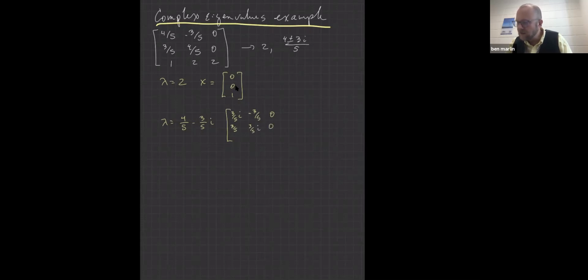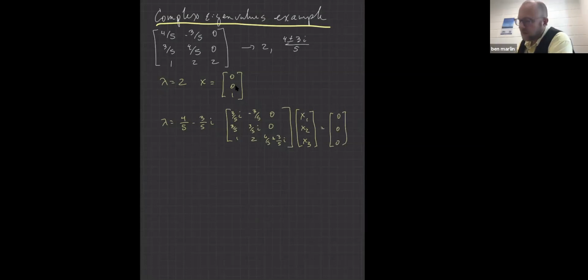And then down here, I've got a 1, I've got a 2, and oh my God. 2 minus 4/5 will be 6/5, and then minus a negative, so it becomes plus 3/5 i. Okay. x1, x2, x3. And that needs to turn out to give us 0, 0, 0. So here's hoping, all right?